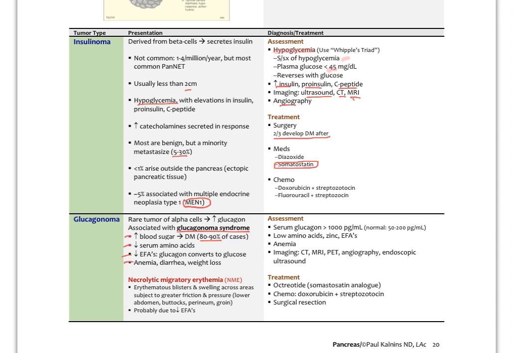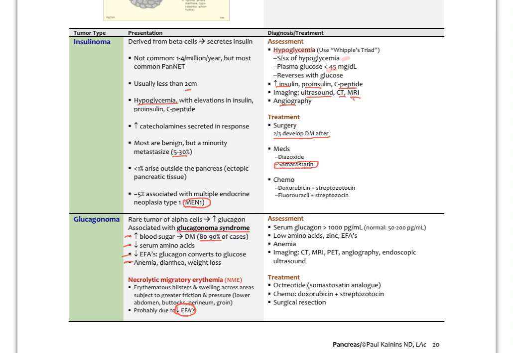There's also a skin condition called necrolytic migratory erythema, NME, and we get these erythematous blisters and swelling across areas that are subject to greater friction and pressure, like the lower abdomen, buttocks, perineum, and groin, and it's probably due to decreased essential fatty acids in the skin. So that's going to be more of a late stage presentation.